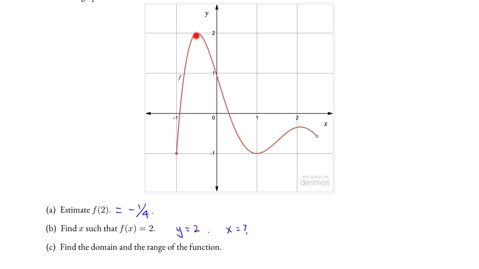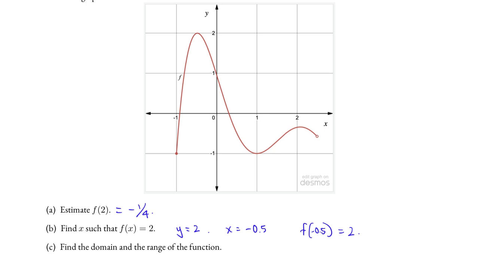When we go to the left, we hit the graph, and then to read off the x value, we would go to the x-axis. And so it looks like when x equals negative 0.5, y equals 2. And again, this is only an approximation. We estimate that when x equals negative 0.5, y is 2. That is, f of negative 0.5 is roughly 2.